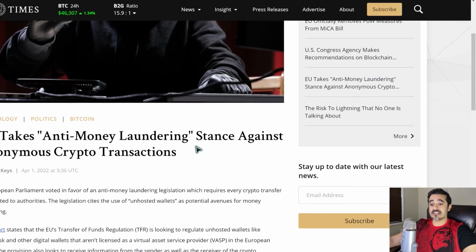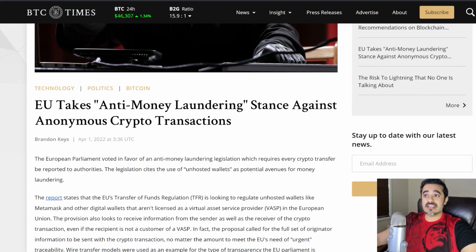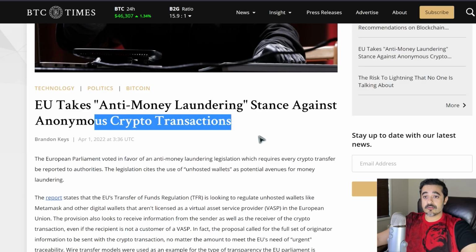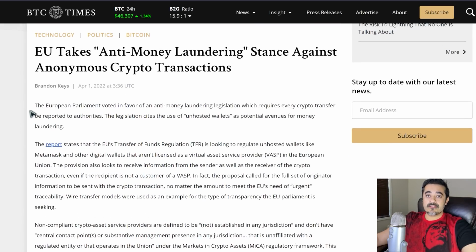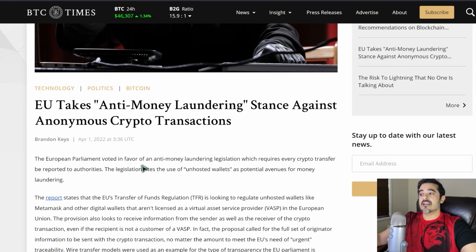The first thing that was interesting that had a lot of effect on price recently was this. This is the EU taking an anti-money laundering stance against anonymous crypto transactions. Essentially, this first line really tells us everything. It says the European Parliament voted in favor of an anti-money laundering legislation which requires every crypto transfer to be reported to authorities. The legislation cites the use of unhosted wallets as potential avenues for money laundering. So essentially what this is saying is no longer can you make transactions peer-to-peer using crypto. Any transaction you make has to be reported to the authorities.